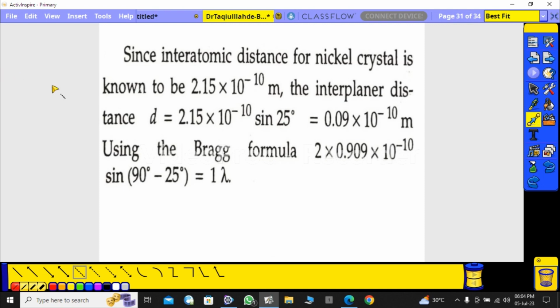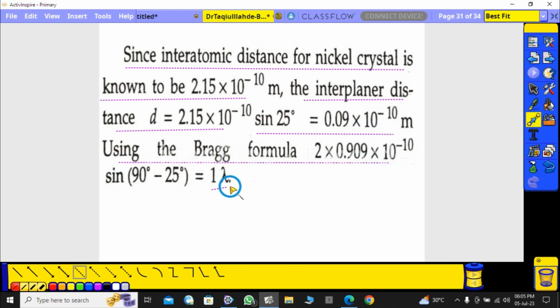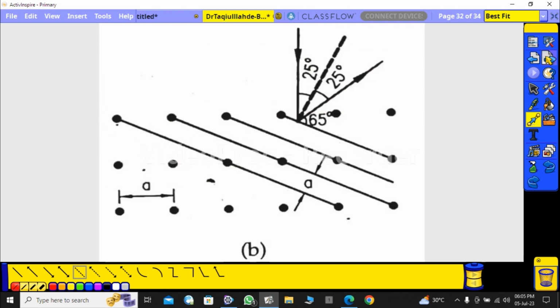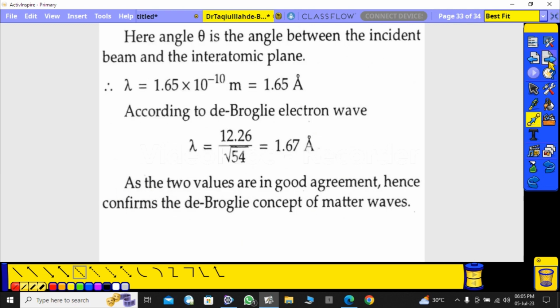So now we'll go for the derivation part. The interatomic distance of the nickel crystal is known, this is the interatomic distance, okay, and the interplanar distance is this one, d is equal to 2.15 into 10 power minus 10 sine theta. So if you calculate using the formula, you'll get 1 angstrom. It's the wavelength. Okay, you can just see this one. So here angle theta is the angle between the incident beam and the interatomic plane.